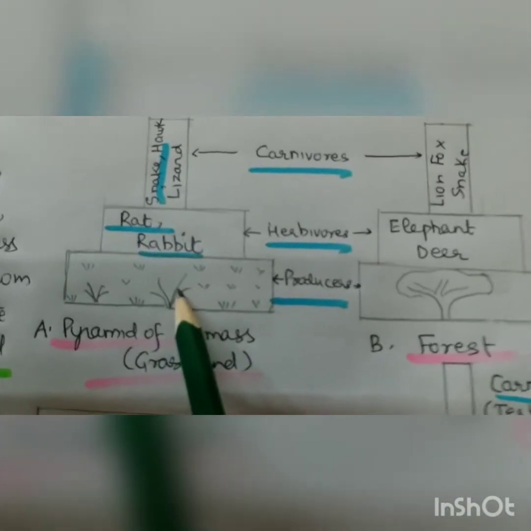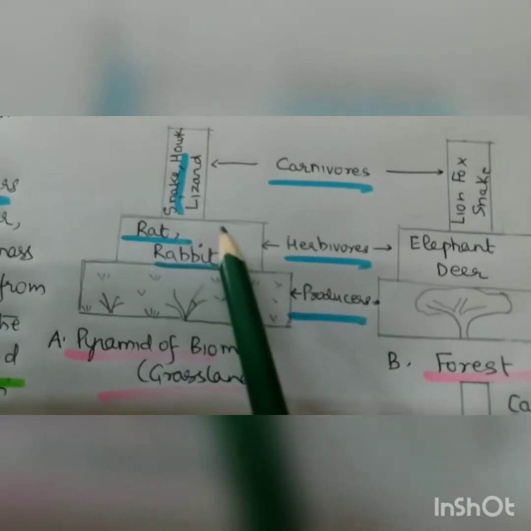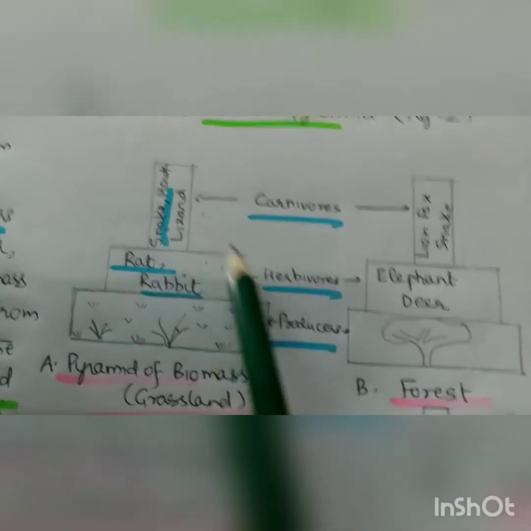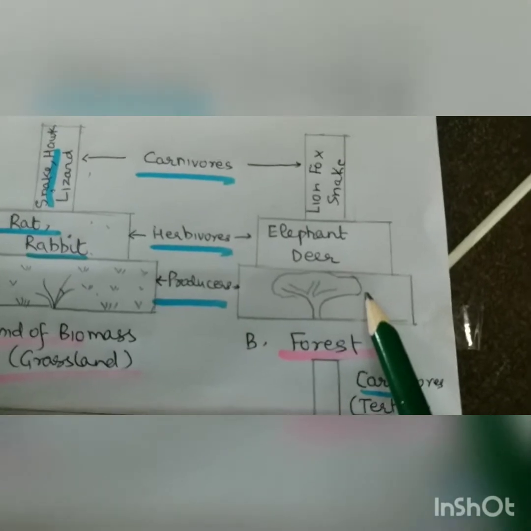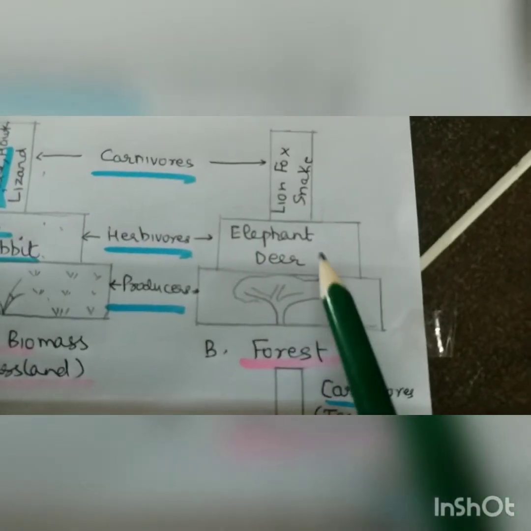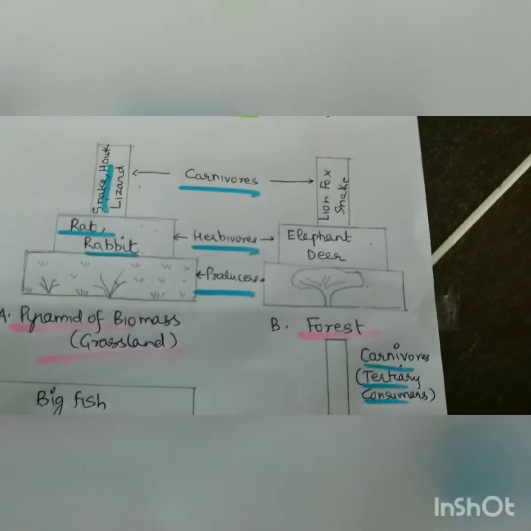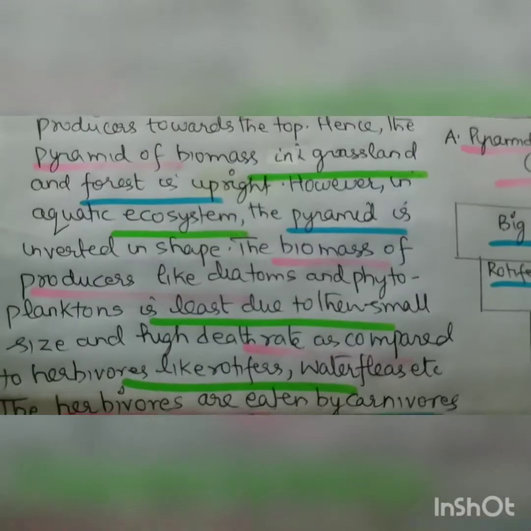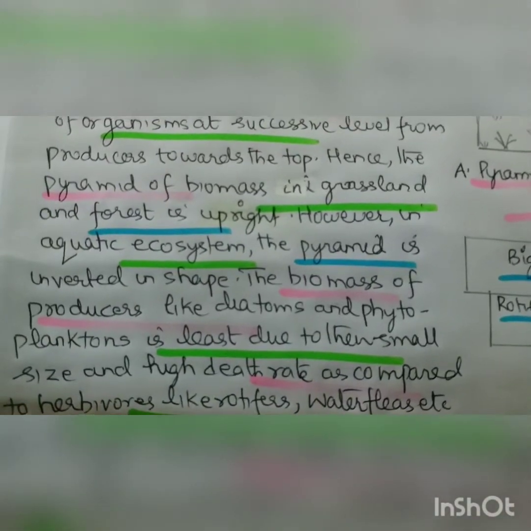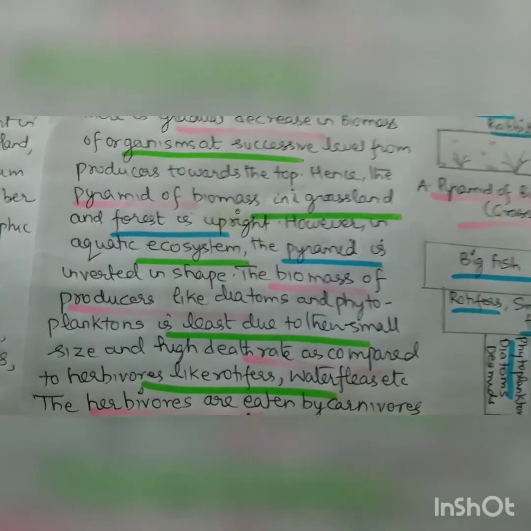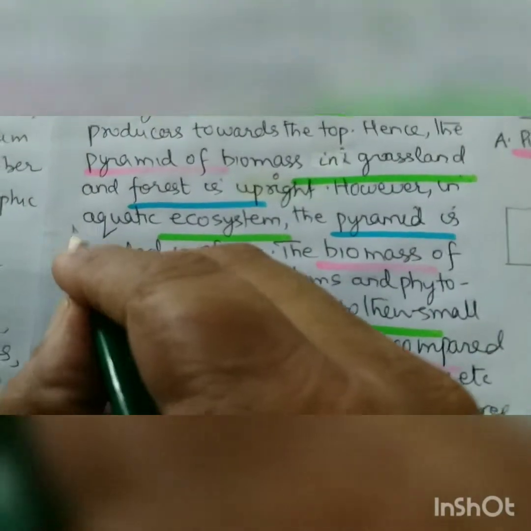See, this is grassland, grasses, then rat and rabbit, their biomass is less, and it goes on decreasing. Same as in the forest, the biomass of big trees is maximum, then elephant, deer and then lion, and it goes on decreasing, and hence the pyramid of biomass in grassland and forest is upright. However, in the aquatic ecosystem, the pyramid is inverted in shape. This is very important.